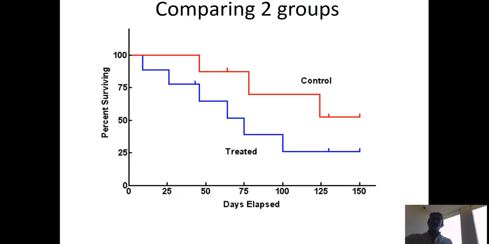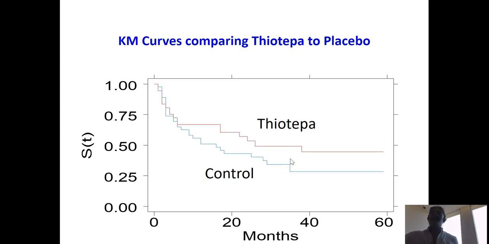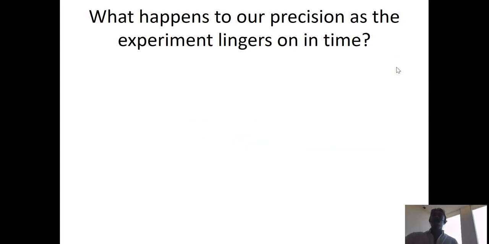All right, another example. This is actual data of two drug groups being compared, and we see that the control group here is doing better than the treatment group. So clearly, this treatment sucks. This is actual data looking at survival of a clinical group with Thiotepa versus control. Thiotepa is a cancer drug. So here, Thiotepa is doing better than control. So this would encourage us to conclude that this is actually a worthwhile medication.